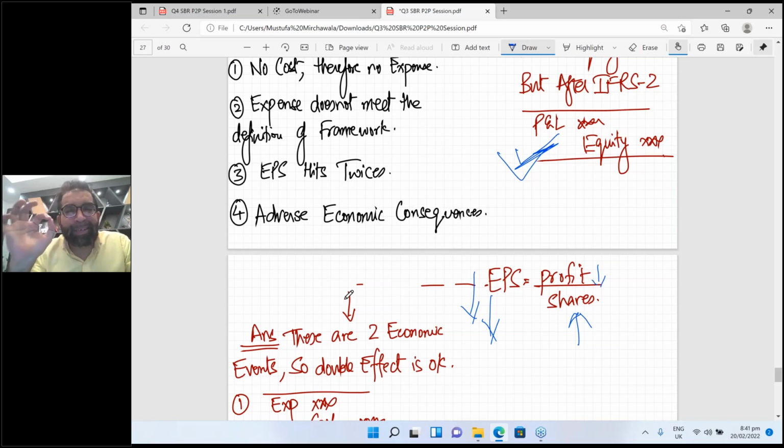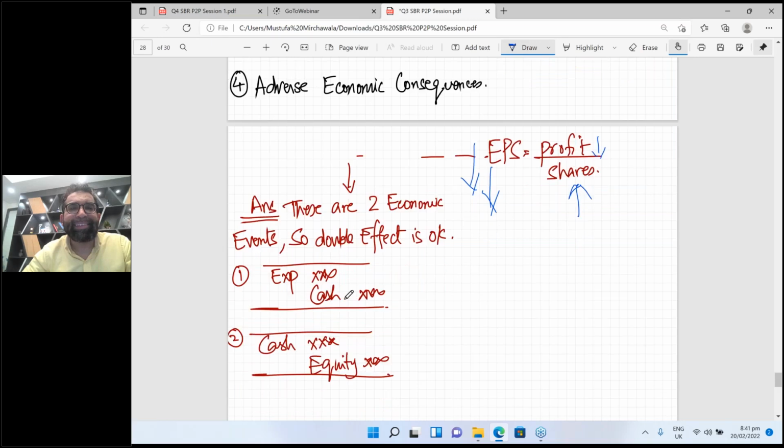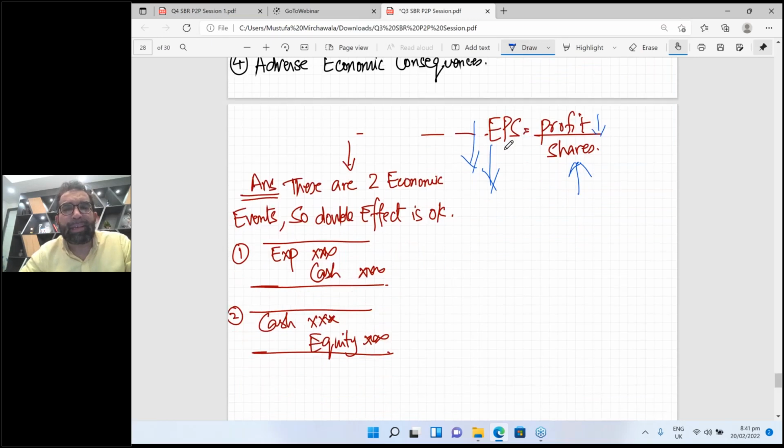Now what did the International Accounting Standards Board reply? They said, yes, EPS is hitting twice because these are two economic events. Number one, you are getting services, so you have to book expense. Number two, you are issuing shares, so it will affect your EPS. Very simple. I'll repeat it, or make it even simpler.